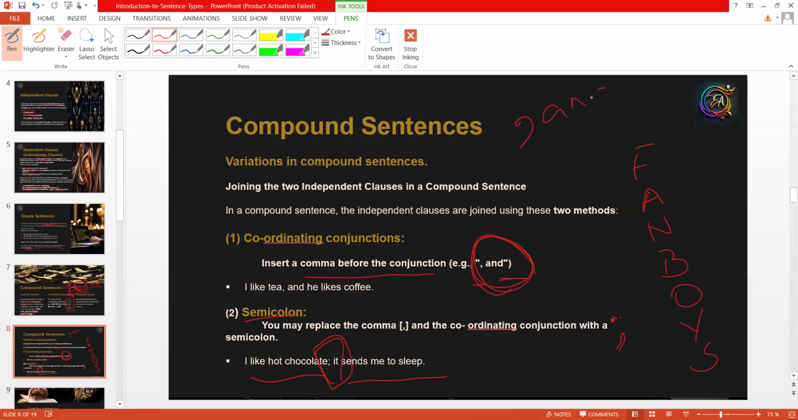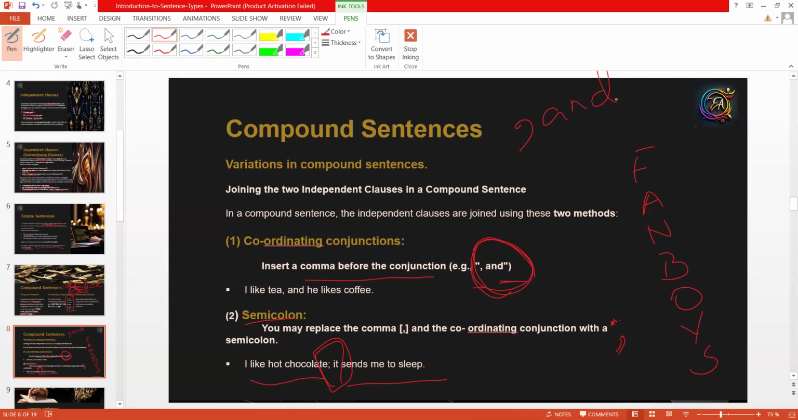Instead of a comma and "and", or instead of a comma and any coordinating conjunction, we are replacing it and putting a semicolon here. That means the same thing. If we just put one semicolon here instead of a comma and an "and", that will do the same thing. But obviously, that will really impress the examiner.